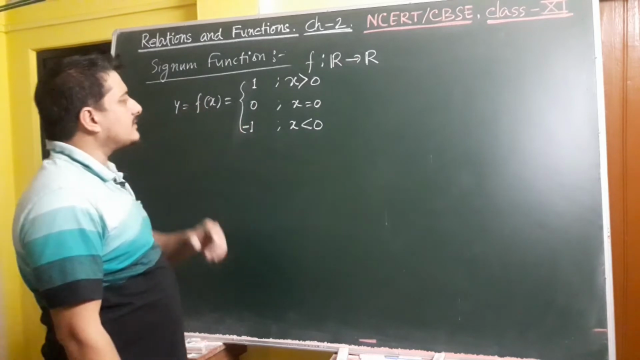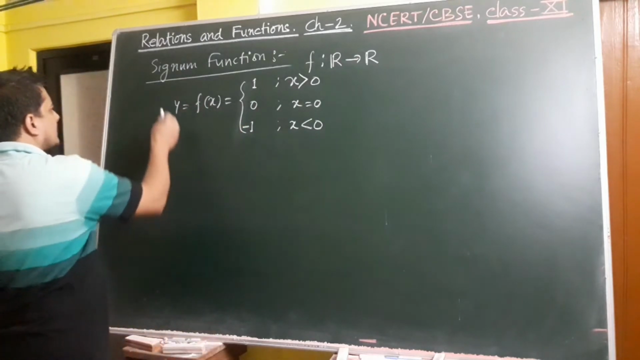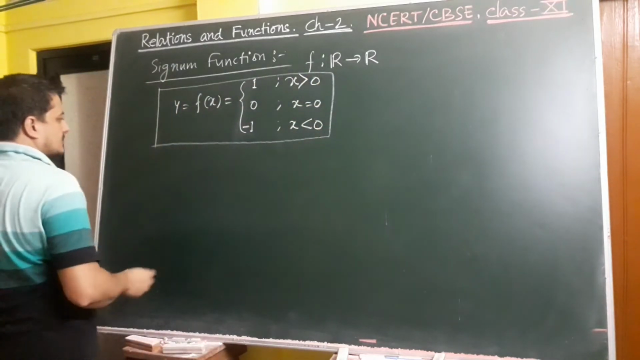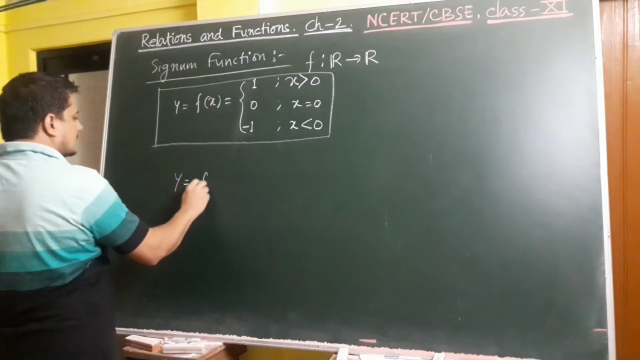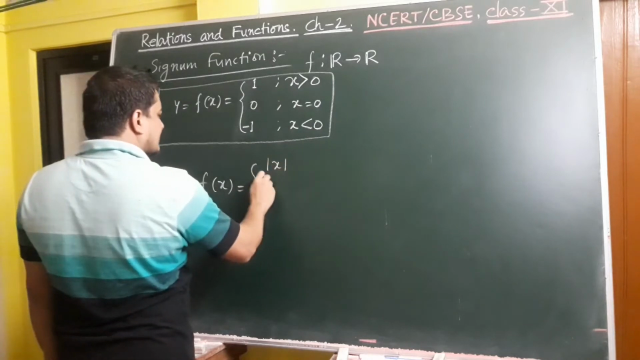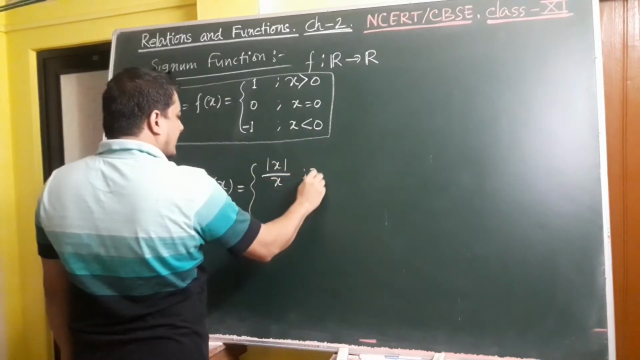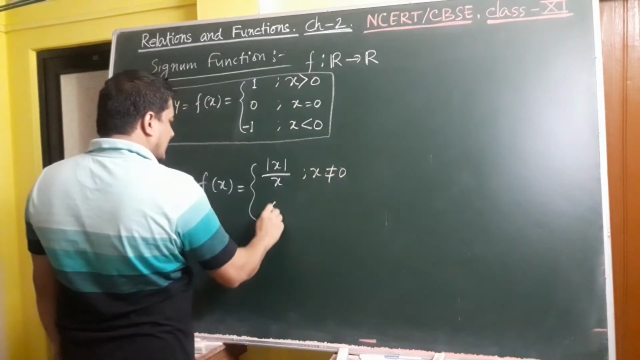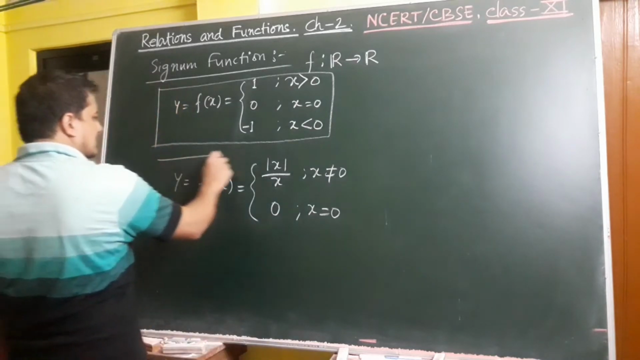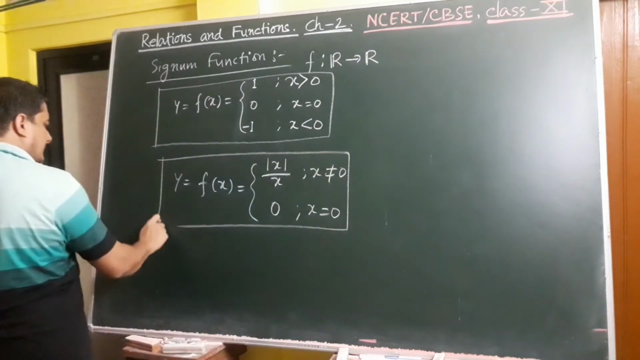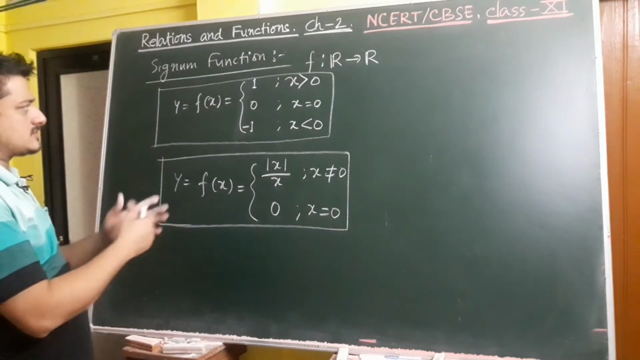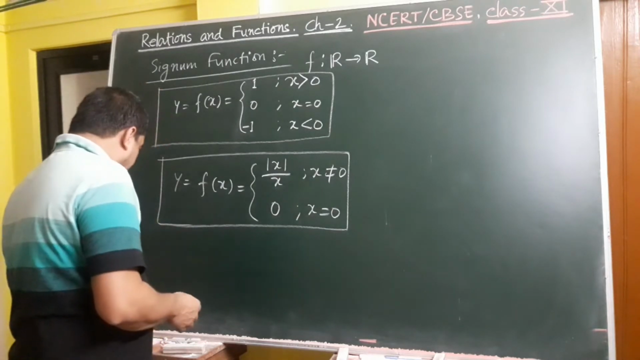Okay, this is the way you can write it. There is one more way. Now that you already know about modulus function, you can write it in this way also: y is equal to f of x is equal to mod of x by x for x not equal to 0, and this will be 0 for x equal to 0. This is also another representation of Signum function.